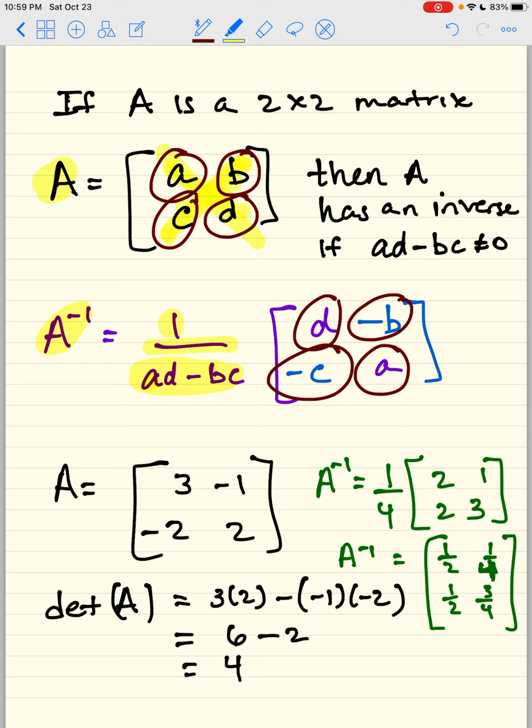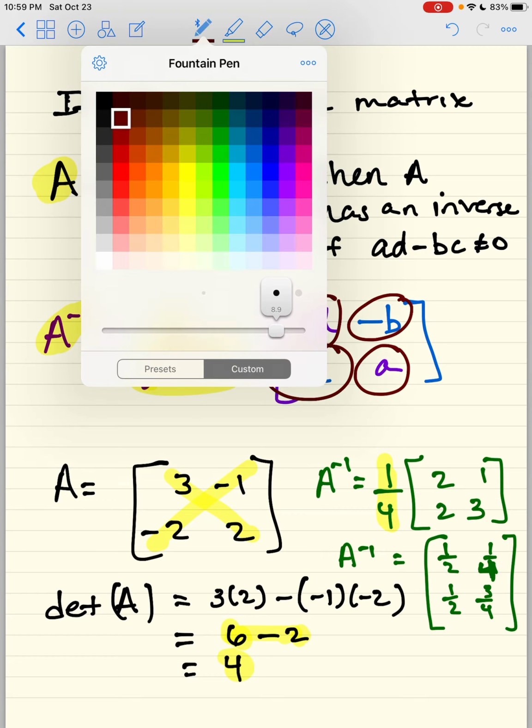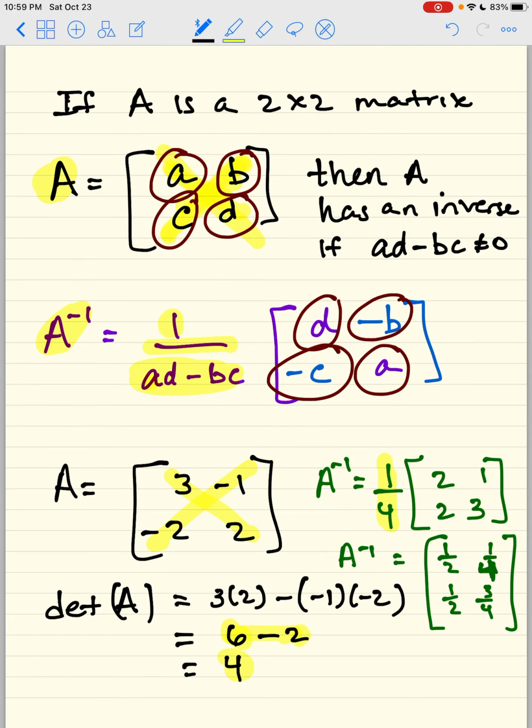Somebody figured this out. So in this example, 3 times 2 is 6, minus negative 1 times negative 2 is 2. 6 minus 2 is 4. So I'm going to do 1/4. And now, guys, let's pick a different color. I'm going to swap these two around, and then I'm going to negate these two.